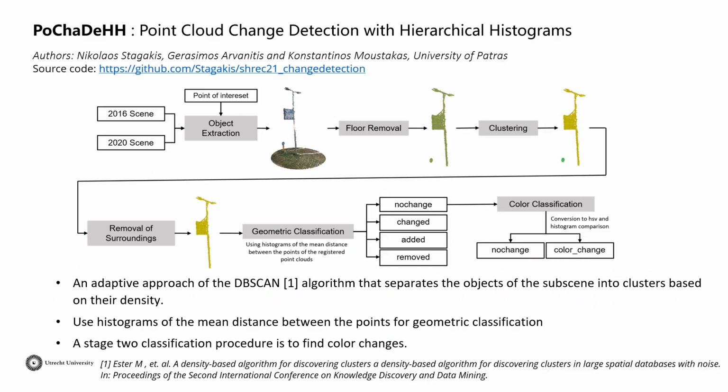Overall, 3 teams have contributed work to this track. The first team proposed a 4-stage method based on hierarchical histograms. In the method, the first step is to extract object pairs within cylinders.